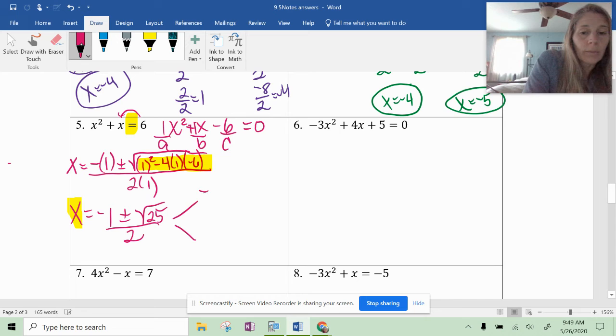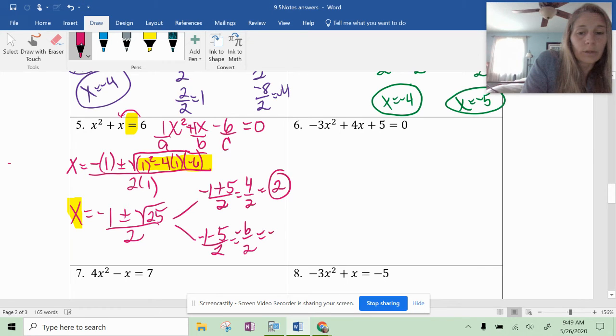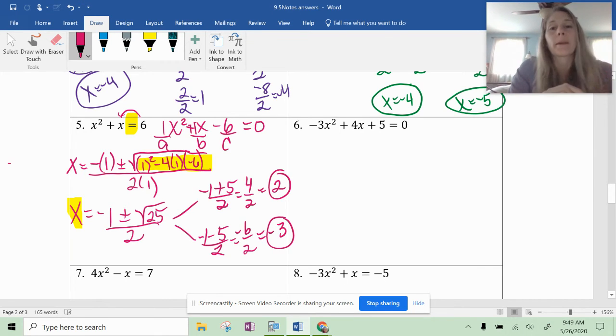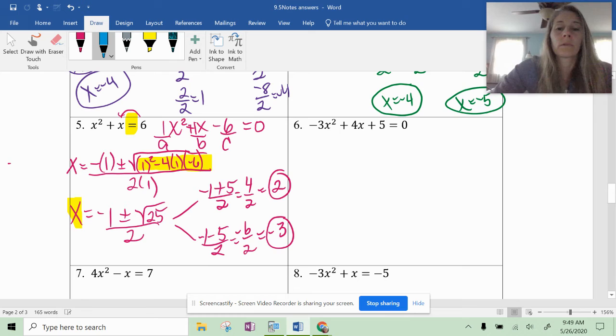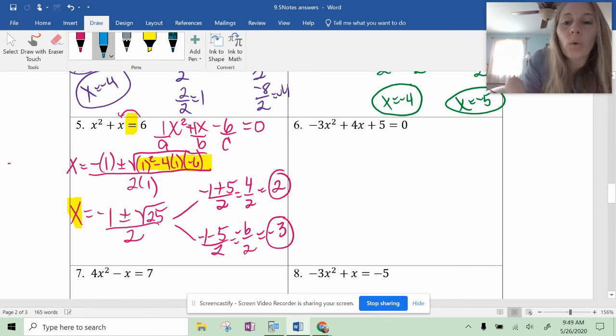And now I'm going to break it up. I have negative 1 plus 5 over 2, negative 1 minus 5 over 2. That's going to give me 4 over 2, which is 2. And here I get negative 6 over 2, which is negative 3. All right, hopefully so far so good. All right, a couple more.